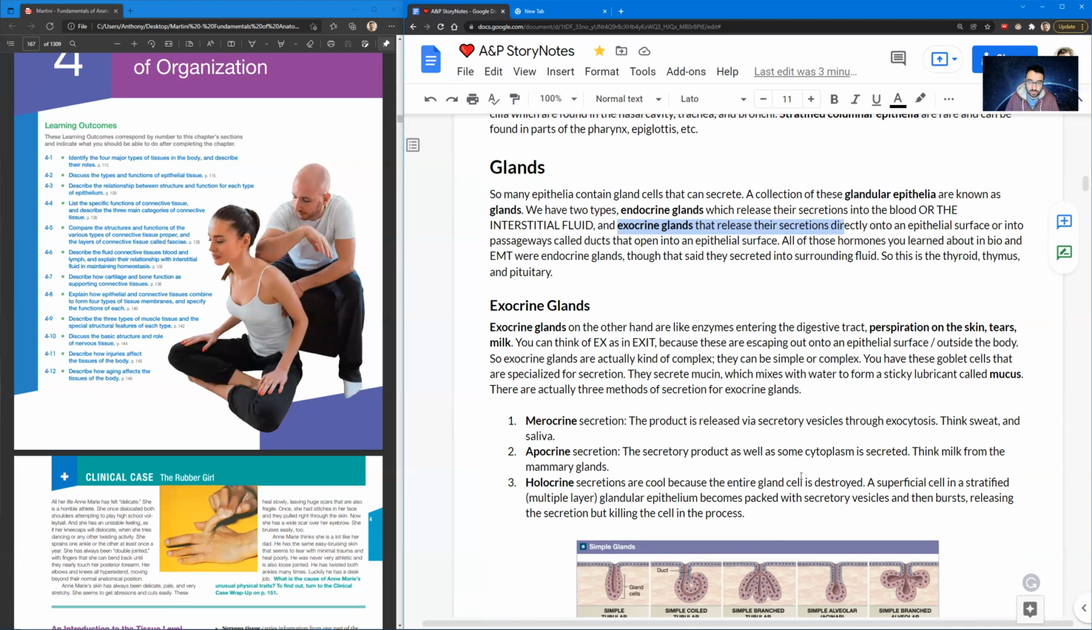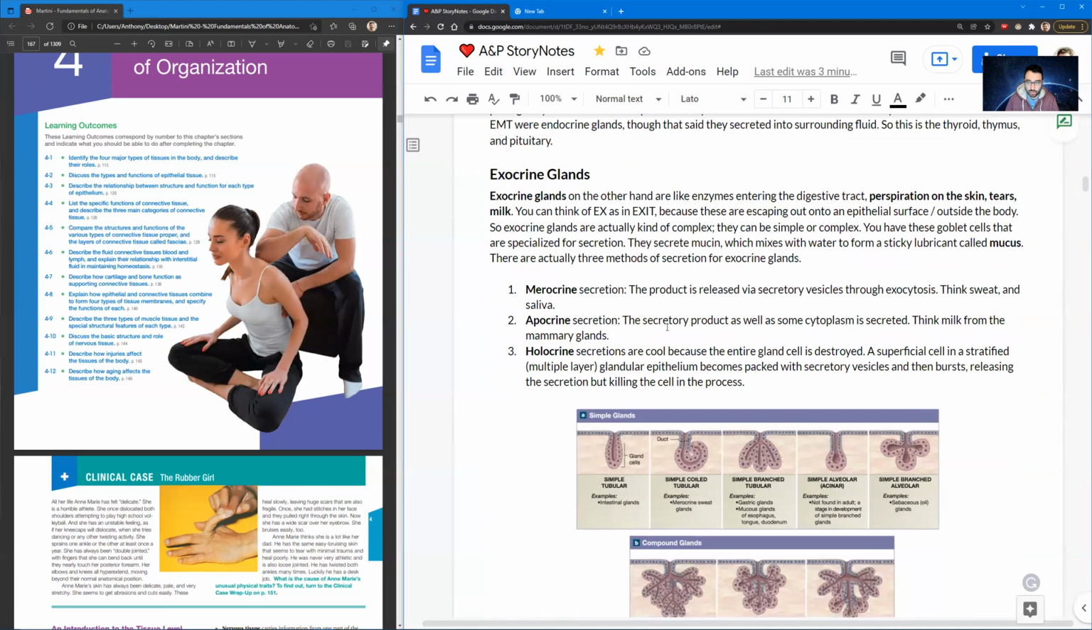There are actually three methods of secretion. We have merocrine, we have apocrine, and we have holocrine. And these are cool because it takes us back to when we learned about cell eating and drinking, exocytosis and pinocytosis and things like that. Apocrine secretions, there's actually some cytoplasm that's secreted also. That's with milk from the mammary glands. That first one, merocrine, where it's just the product that is released, that's sweat and saliva.